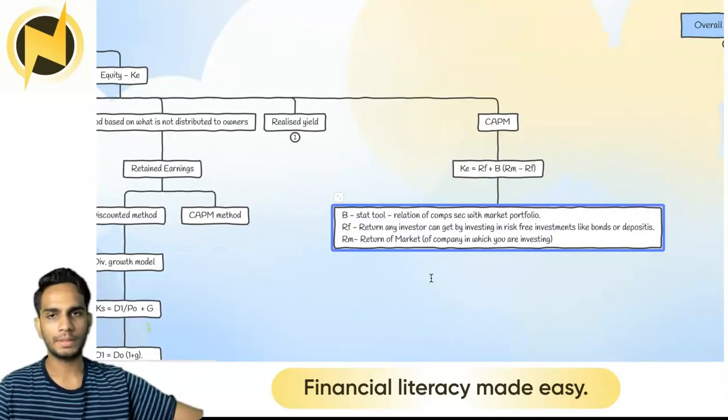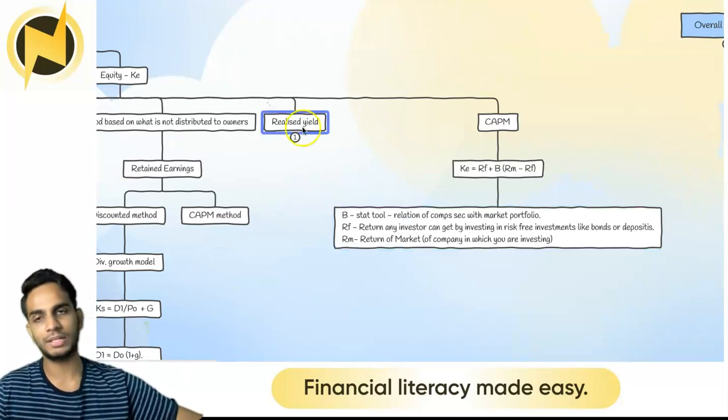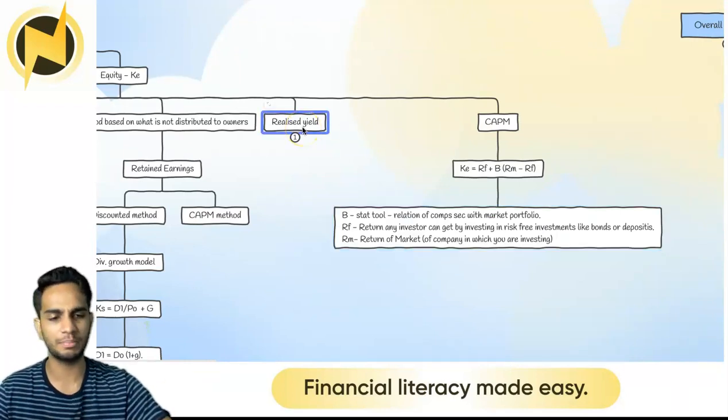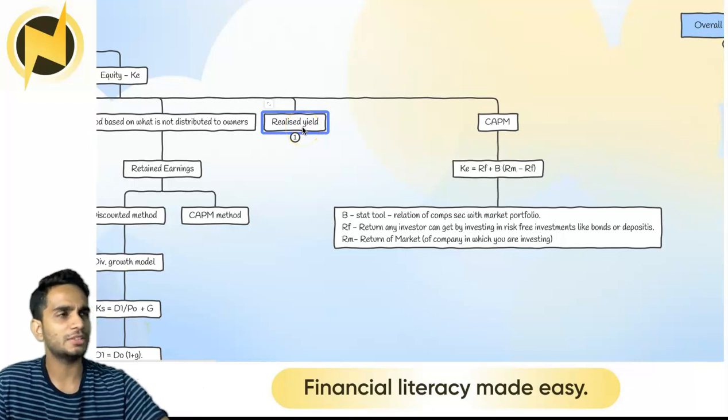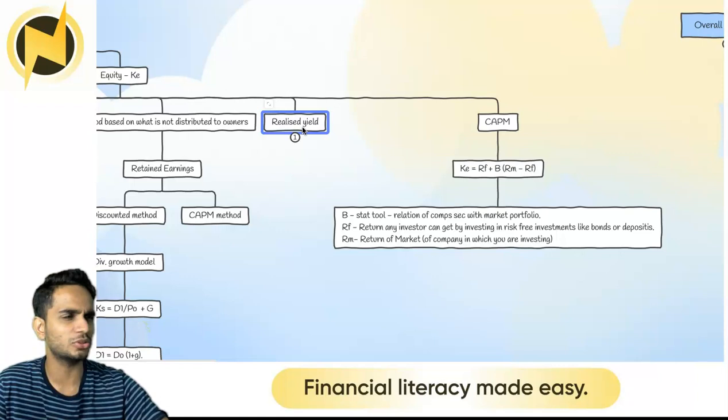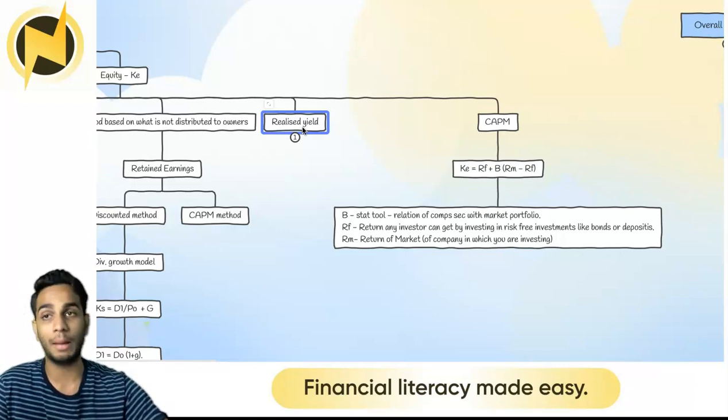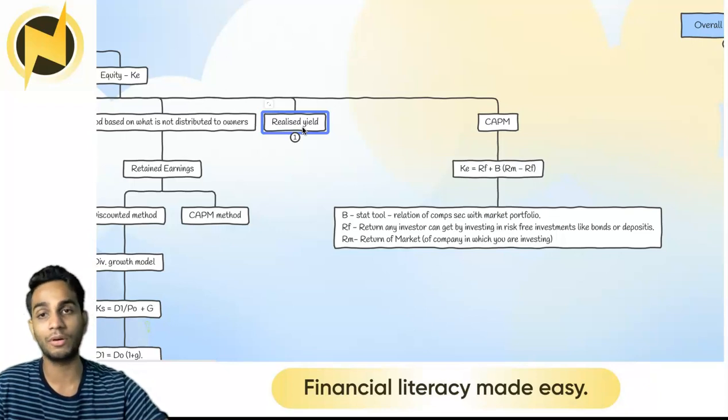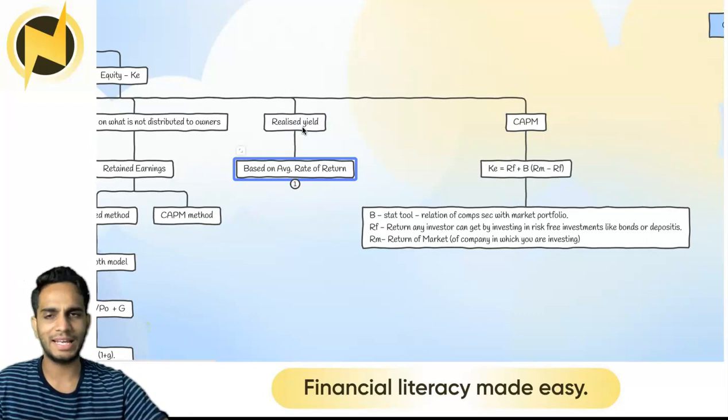Now coming to one method that we left out, that is realized yield. This is pretty simple, but please do keep in mind, as far as cost of capital is concerned, not many questions come from the realized yield method. Also, this method has a connection with the chapter capital budgeting, where we actually use the concept of time value. So what is the realized yield method?